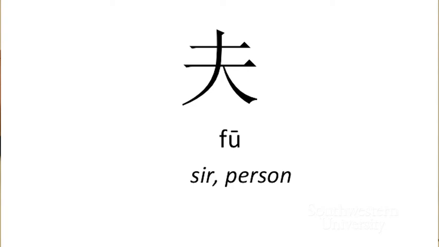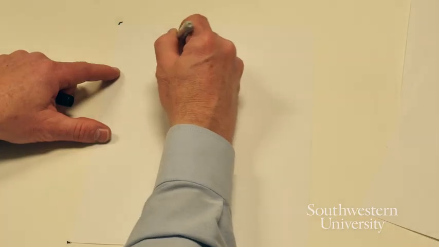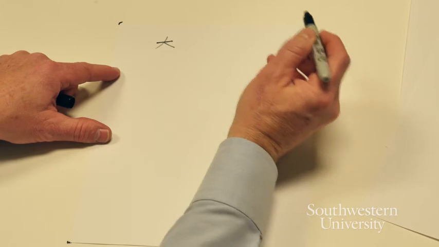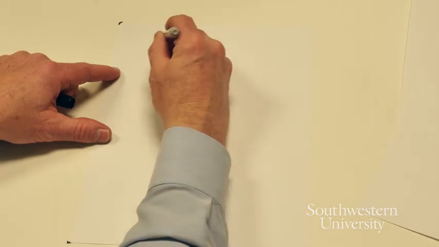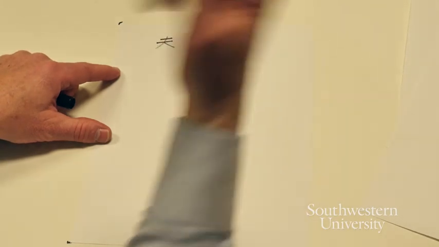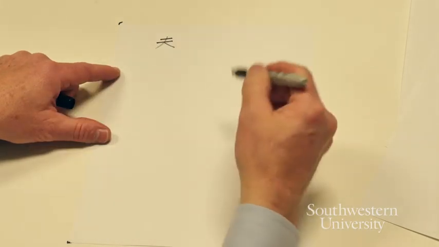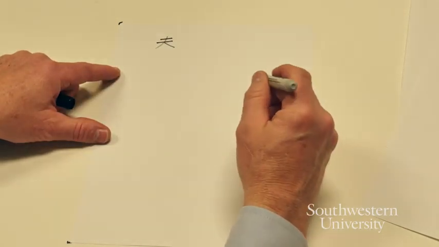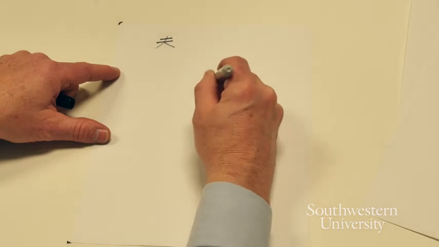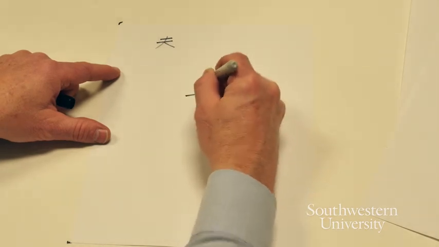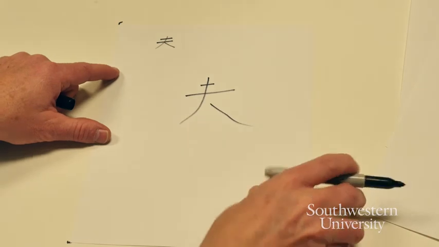Fū is the next character. It just means a person, a fellow, a grown person. So basically you have a person with the arms and then the hairpin in their hair to indicate they're grown to manhood, so now they have to use a hairpin in their hair. At least that's the explanation. Fū.